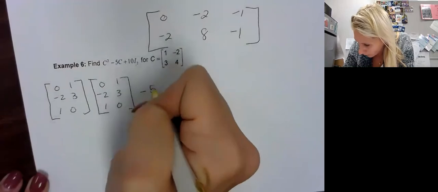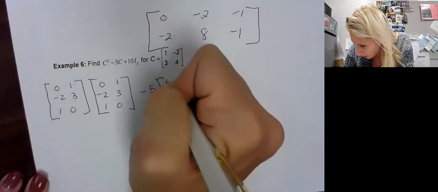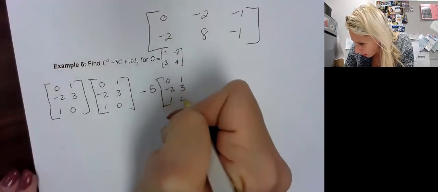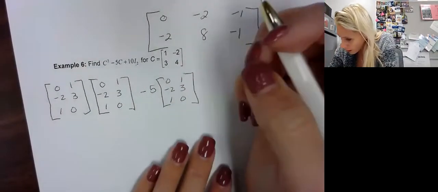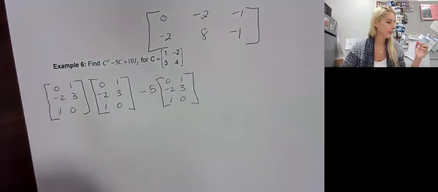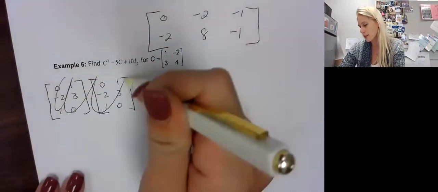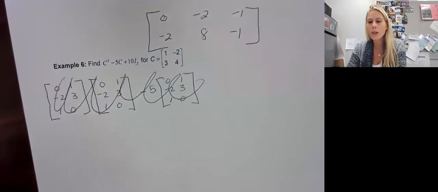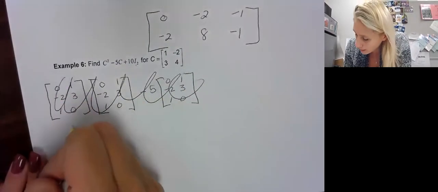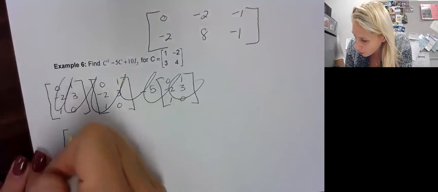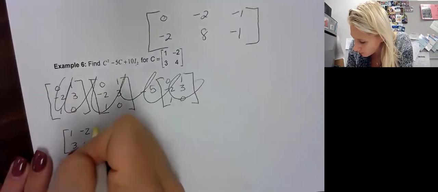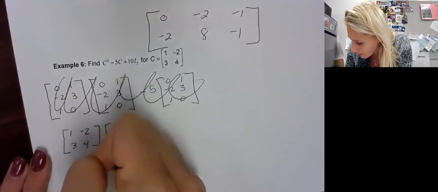Minus 5 times C. Oh, I'm using the C from before, but this is C. Did you guys see my mistake there? And of course I'm in pen, so that's not nice. I was wondering that because this would have been no solution right here. Oh, too many C's. Sorry, guys. So we have a 1, -2, 3, and 4, and we're multiplying it by itself.